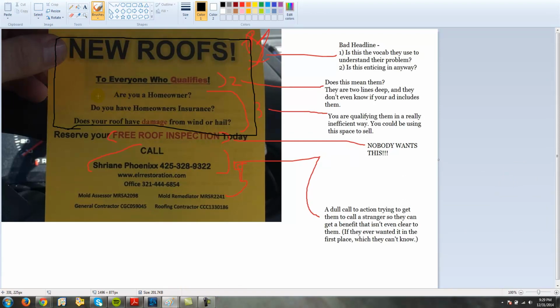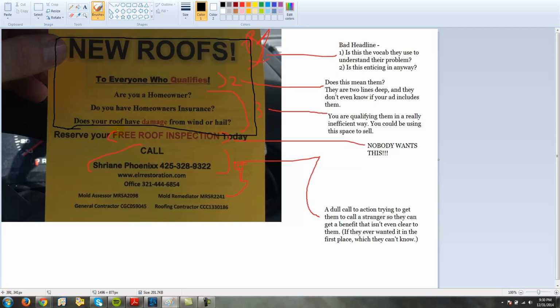I want to talk a little bit about these statements themselves. You're using this space to qualify them when you haven't gotten into the sales pitch, or you haven't really said anything that would make them want to read your ad or think that there's any benefit to them at all in doing it. There are things your ad needs to be doing, which is engaging them and selling them, that you should be doing right here, but you have these 3 lines instead. And then before they even know exactly what you're talking about, they know it has something to do with roofs, and they may qualify, but they don't know.